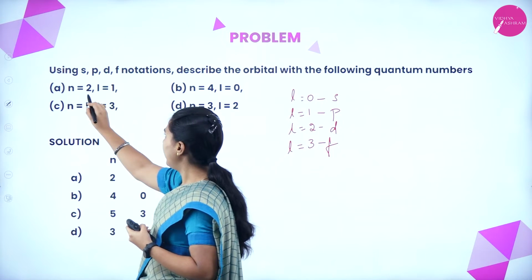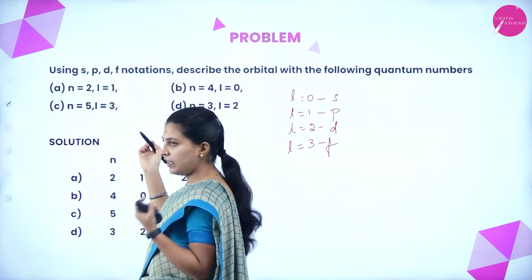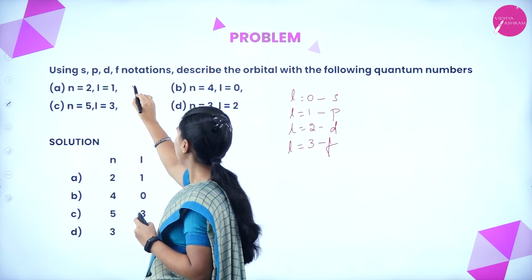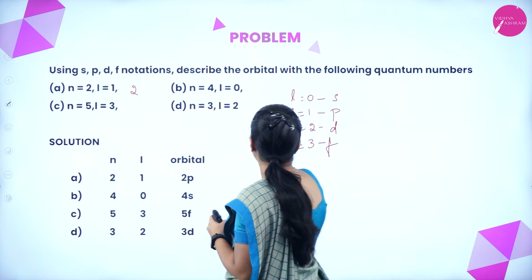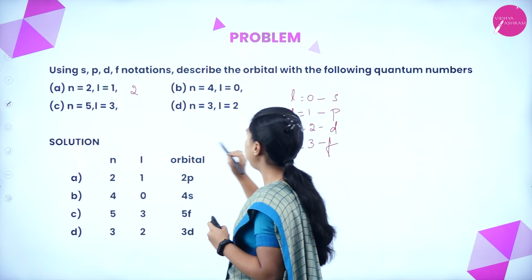Okay. n equals 2 means that it is the second orbit. l equals 1 means p.